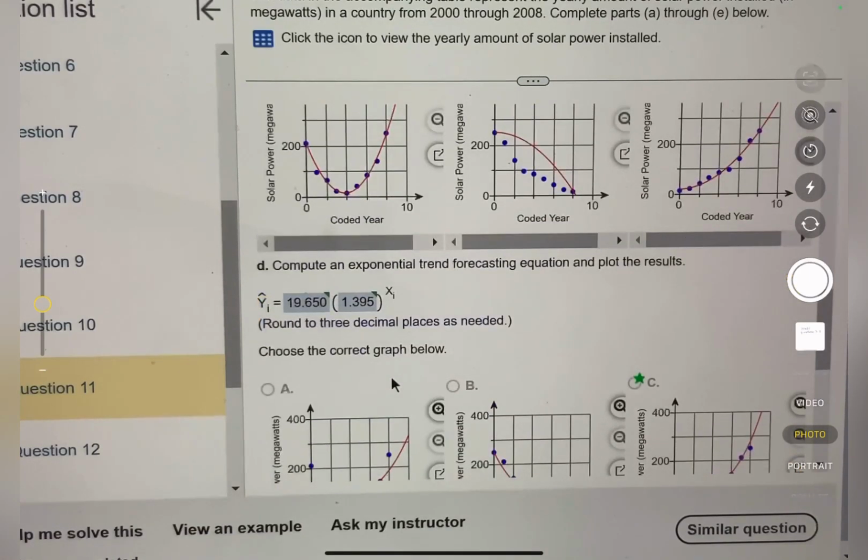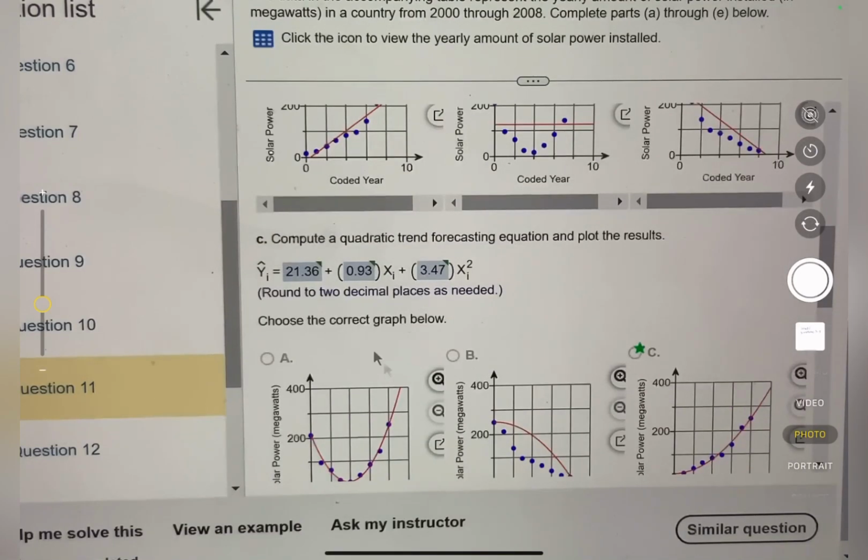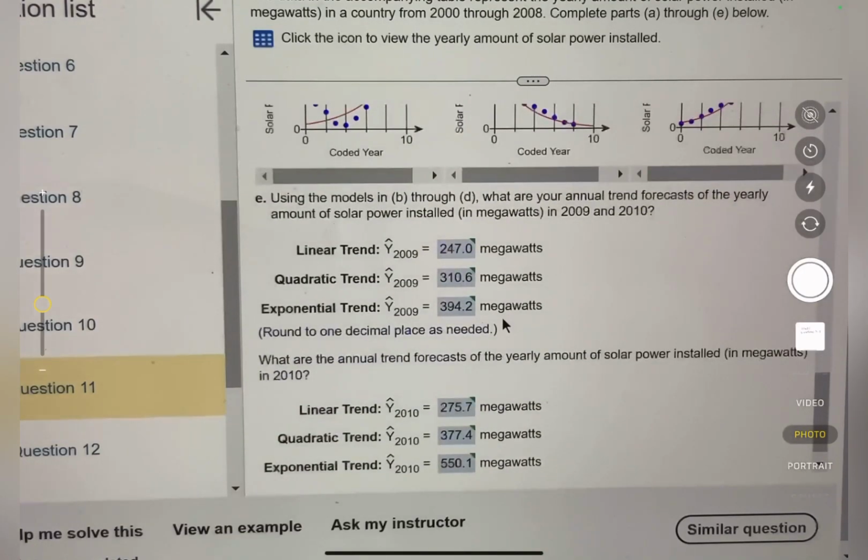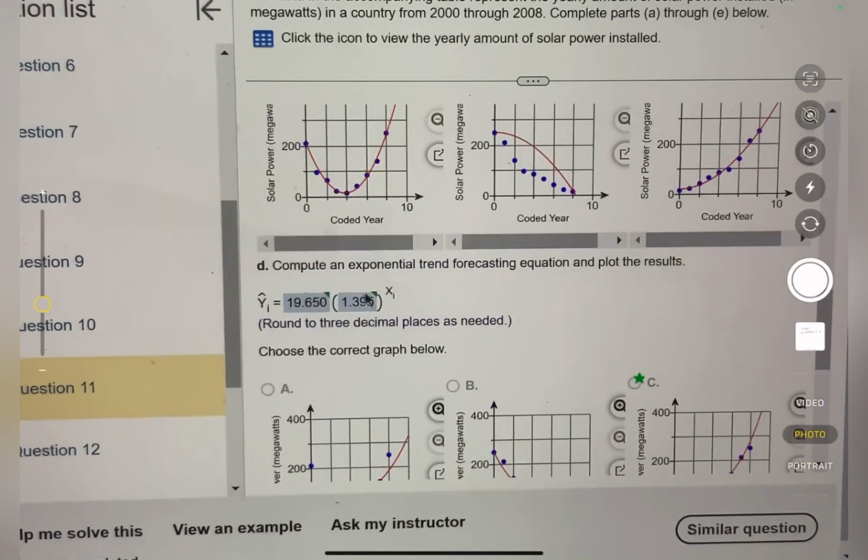Next, since again for 2009, difference between 2000 and 2009 is 9 years, plugging to quadratic trend. Our quadratic trend is this one. Plugging here, don't forget here you have to square it. 9 squared is going to be 81. Here is just 1. You solve it and you should get 310.6. And for exponential trend, you are going to plug here. Again, don't forget, this is not exponent, this is multiplication. So you have to multiply, not raise to power.